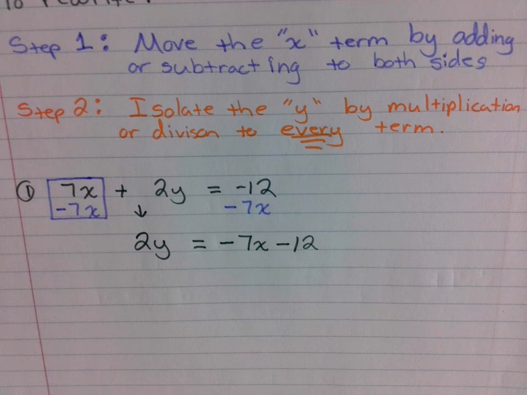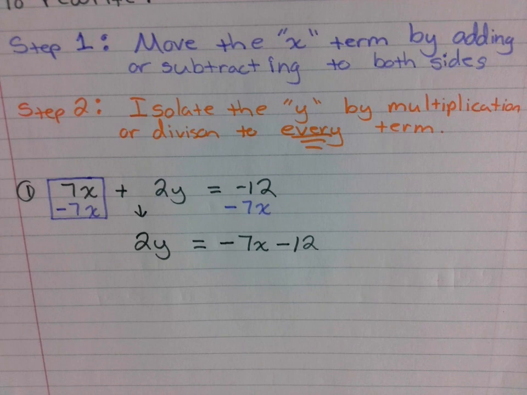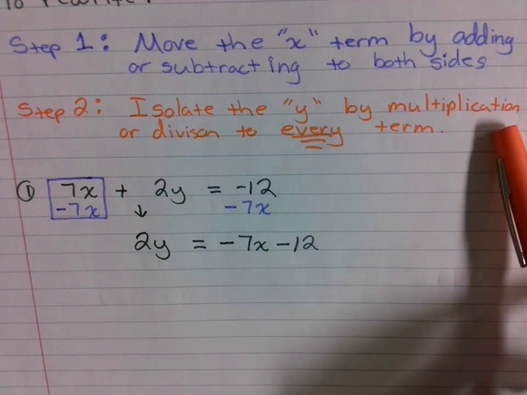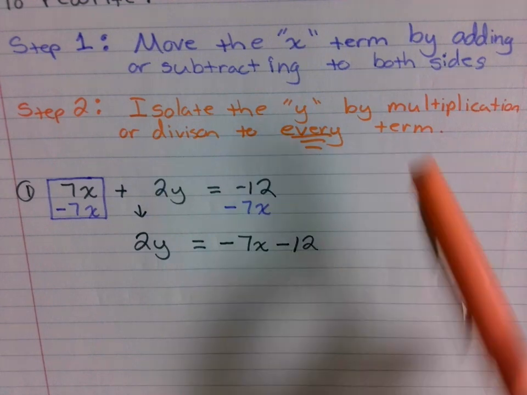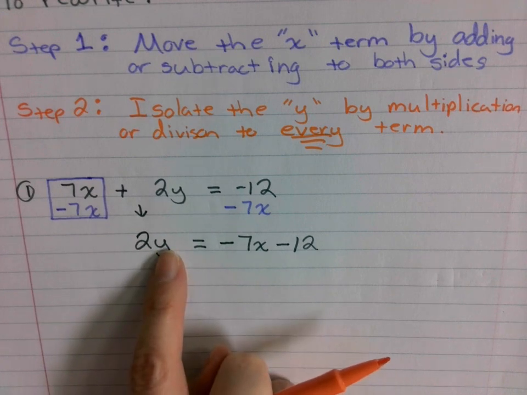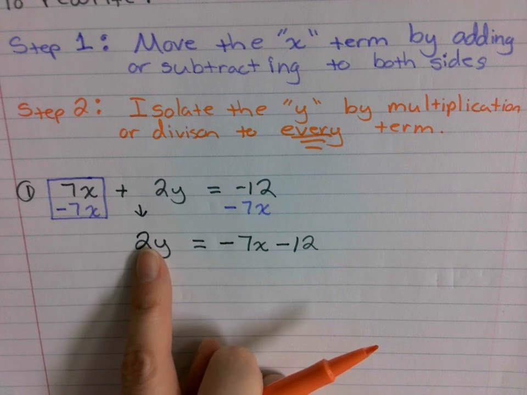All right, I've completed step 1. I now move on to step 2, and step 2 indicates that I need to isolate by either multiplying or dividing every single term by whatever is paired up with my y. So I have 2y. Again, this is a coefficient. It's a whole number coefficient, so to isolate, I'm going to have to divide by 2.